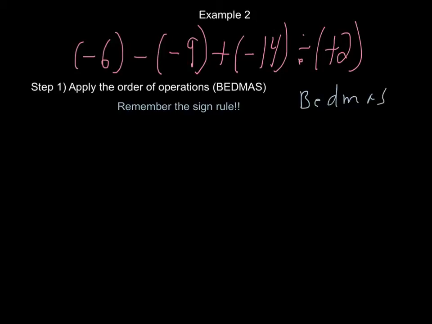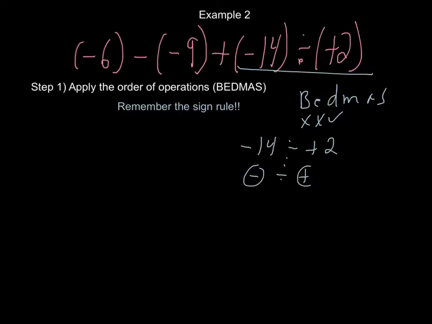Do I have brackets? No. Do I have exponents? No. Do I have division? I sure do. Right here. So let's start with that then. I've got a negative 14 being divided by a positive 2. When I look at my sign rule, negative divided by a positive is always going to give me a negative. So my final answer is going to be a negative. And 14 divided by 2 is 7. Now I've got that taken care of. Now I can look at the next part.